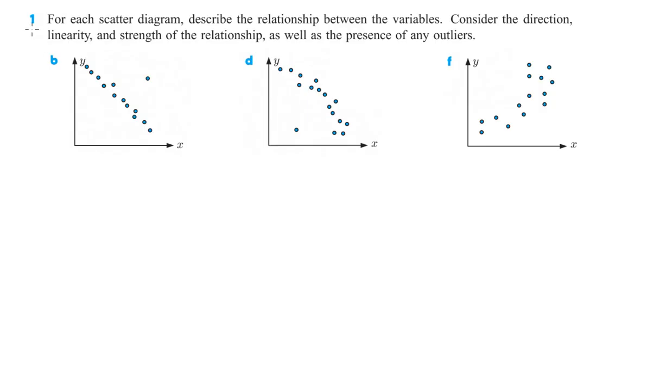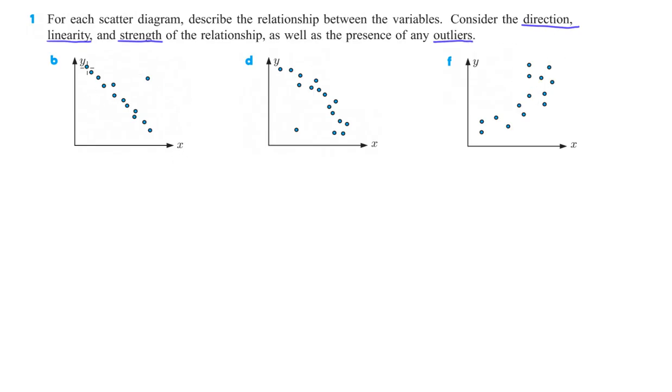All right, first one we've got here is number 1. For each scatter diagram, describe the relationship between the variables. Consider the direction, the linearity, and the strength of the relationship, as well as the presence of any outliers. Okay, so there's kind of 4 things we got to look at here.